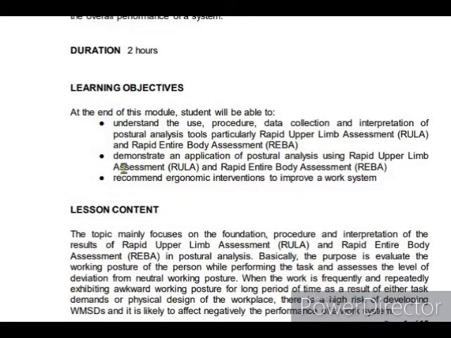So, duration 2 hours, learning objectives. At the end of this module, students will be able to, first, understand the use, procedure, data collection, and interpretation of postural analysis tools, particularly Rapid Upper Limb Assessment and the REBA. Okay, so demonstrate an application of postural analysis using Rapid Upper Limb Assessment or RULA and also the REBA. Okay? So, recommend ergonomic intervention to improve our work system. So, magre-recommend pa rin kayo dito sa huli ng ergonomic intervention.